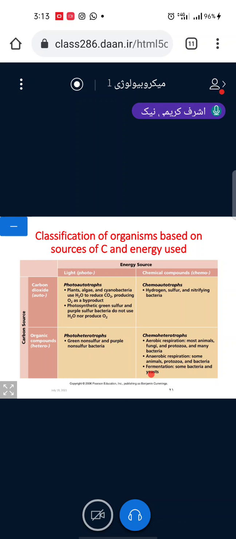It means in chemoheterotrophs, we have three types of metabolism: anaerobic respiration, aerobic respiration, and fermentation.